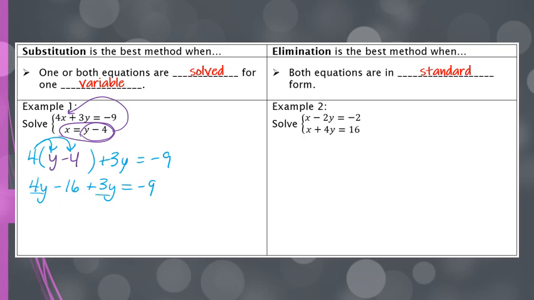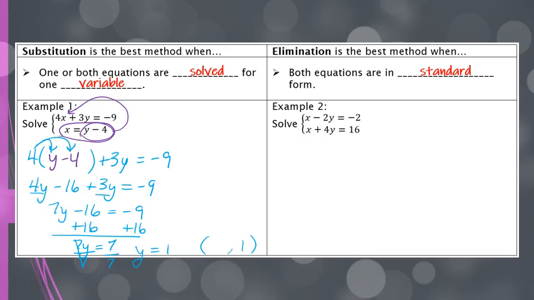4y and 3y is 7y. And then if I add 16 to both sides, that gives me 7y equals 7. And then finally divide by 7 on both sides, and I get that my y value is 1. So I know that my answer is going to be something comma 1.